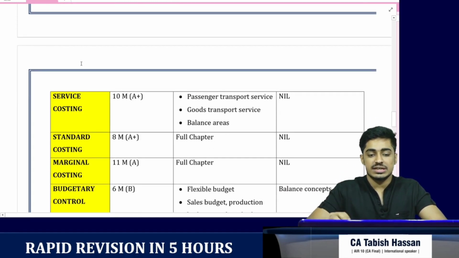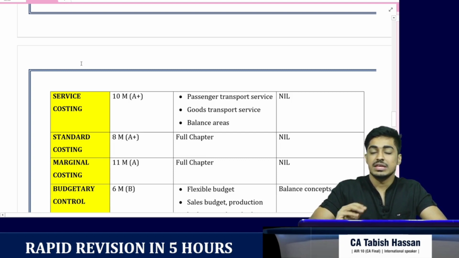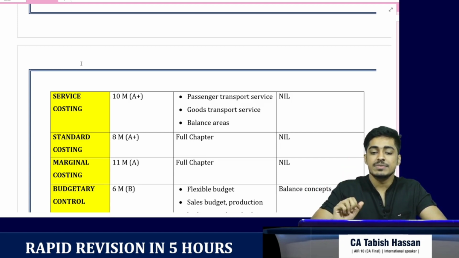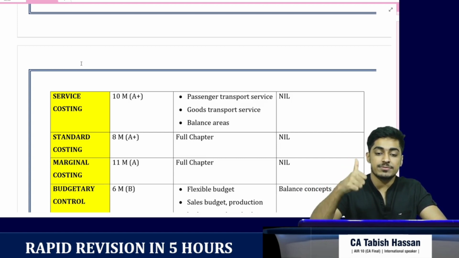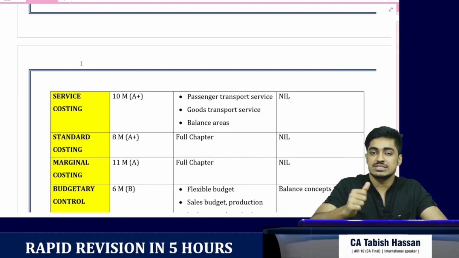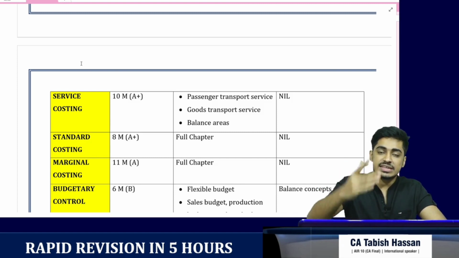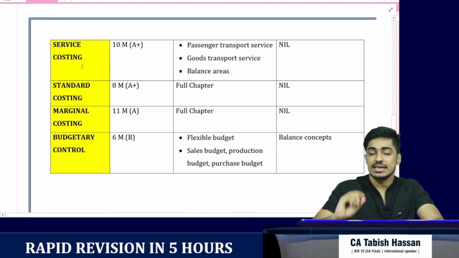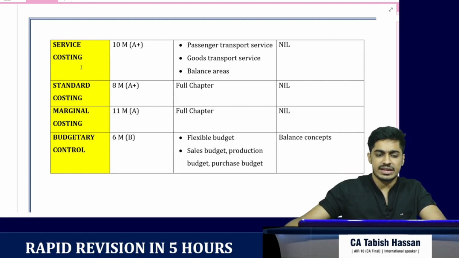Next, service costing, 10 marks, every attempt, A plus category chapter. All the topics fall in the major category. Do it in the following priority. First, have a look at the passenger transport service. Next, the goods transport service. Next is the other services. Next, standard costing, 8 marks, A plus category chapter. Complete chapter, have a look at that.